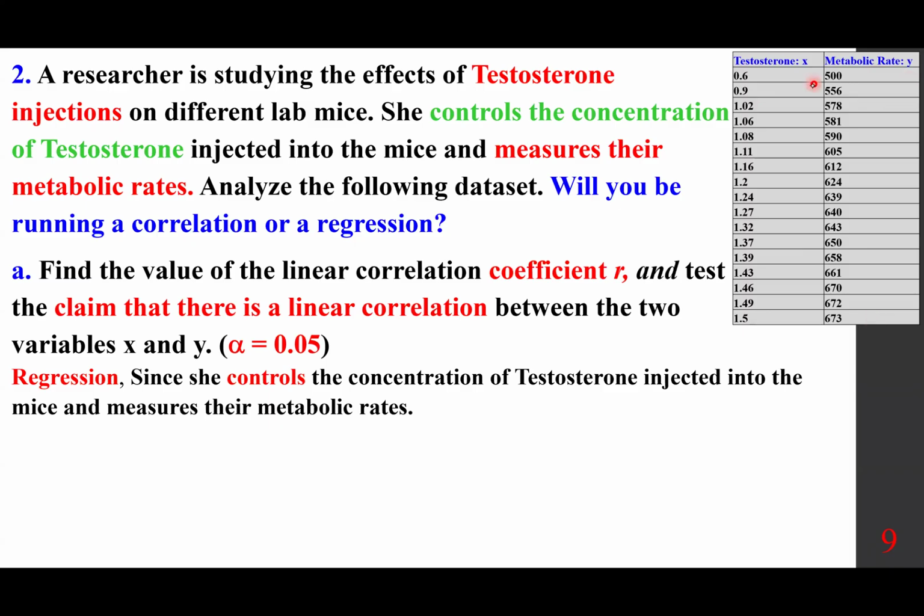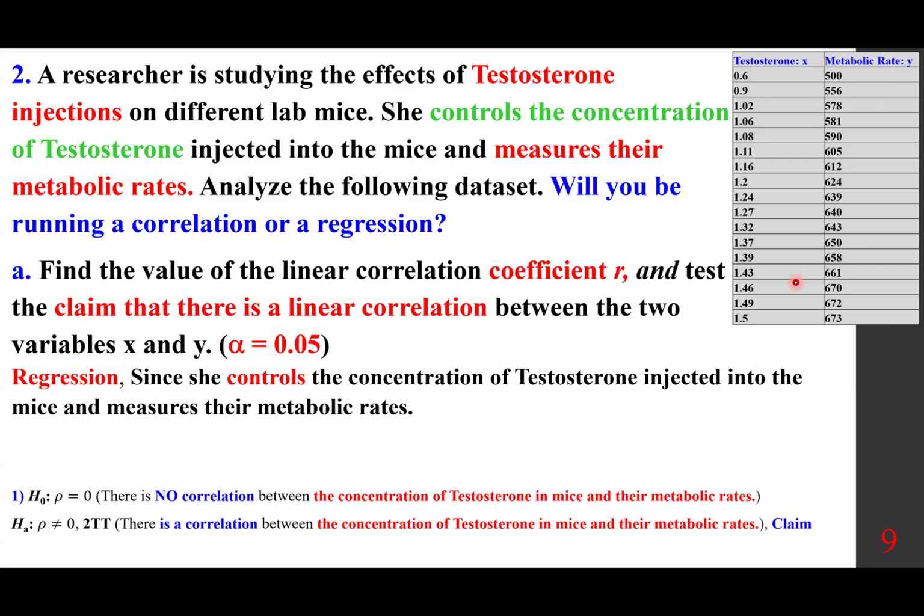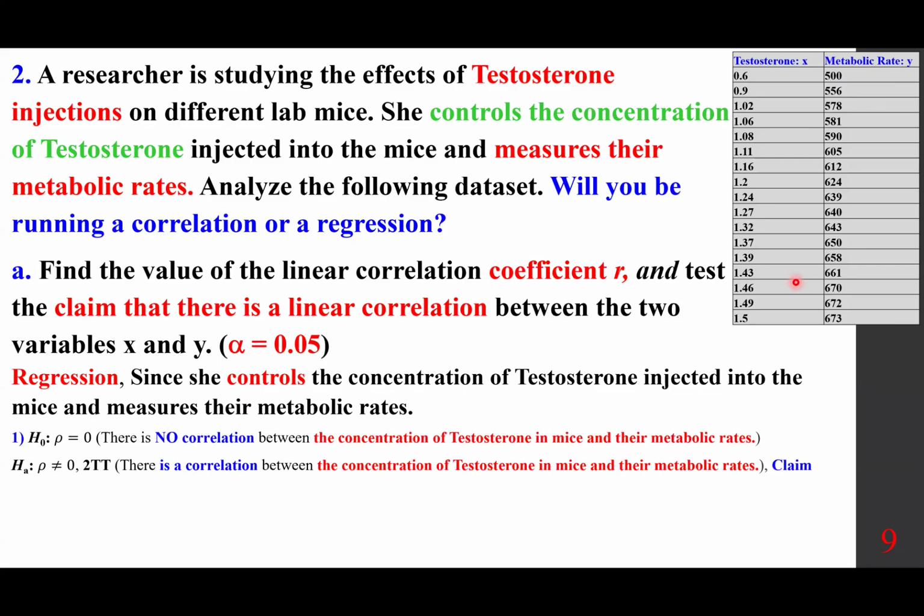That's what we are looking for. And so obviously, we're not going to do this by hand. We are going to run some sort of technology, for example, Excel. First, write down H0: rho equals 0. There is no correlation between the concentration of testosterone in mice and their metabolic rates.